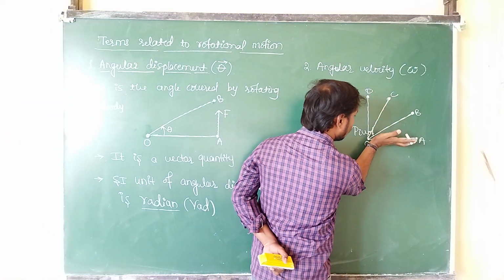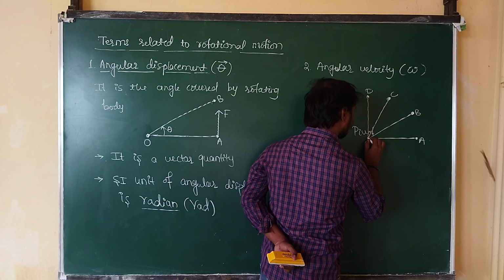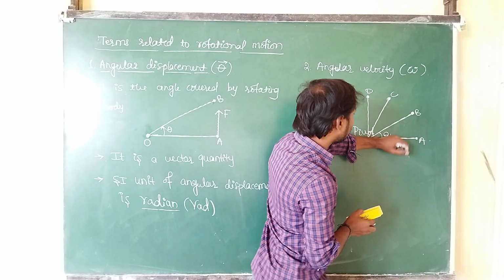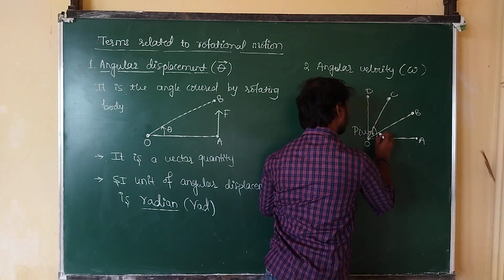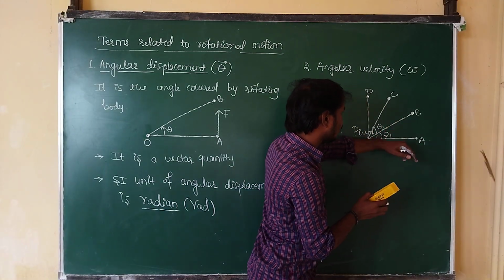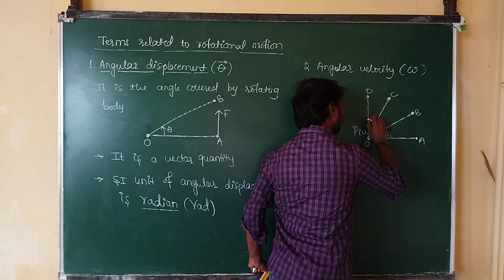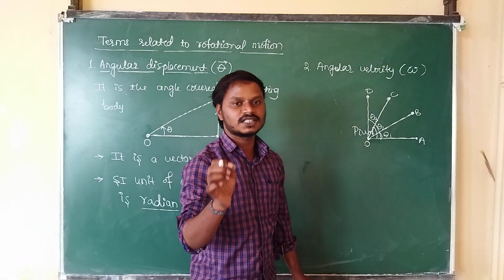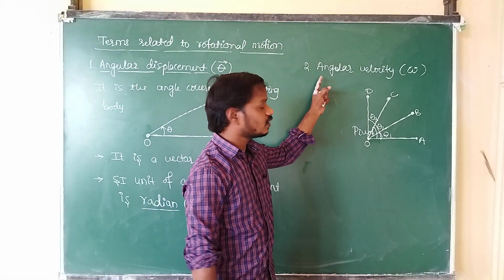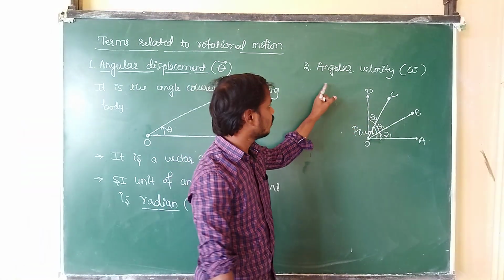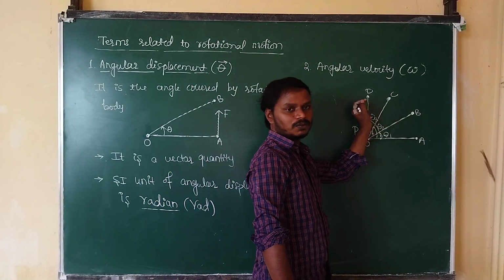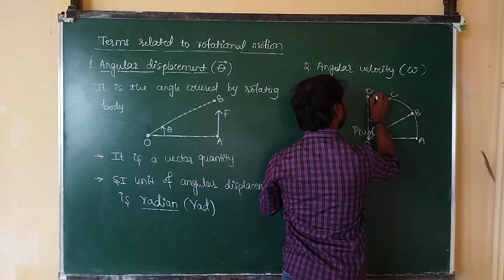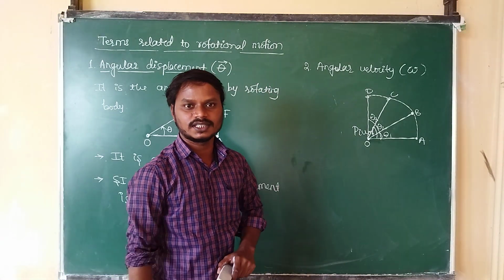As the body rotates from A to B, the angle covered is theta 1. As the body rotates from A to C, the angle covered is theta 2. Then as the body rotates from A to D, the angle covered is theta 3. Means there is a change in angular displacement with respect to time. This change in angular displacement with respect to time is called the angular velocity of the rotating body.